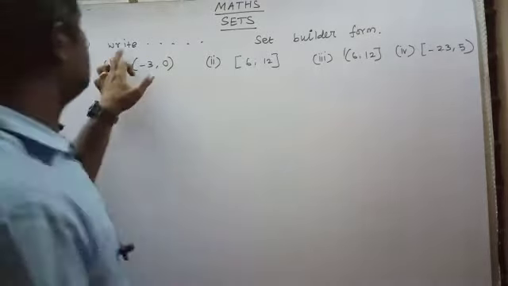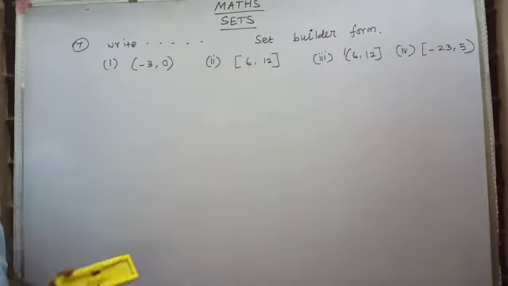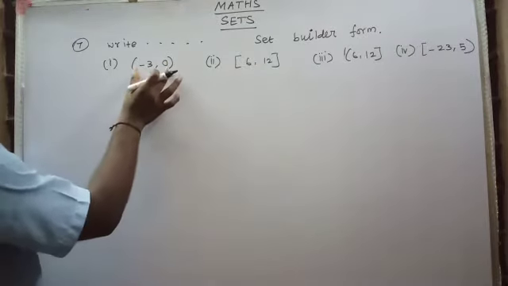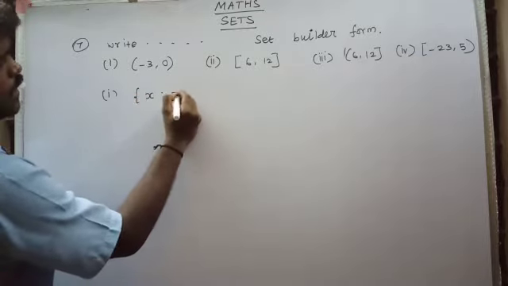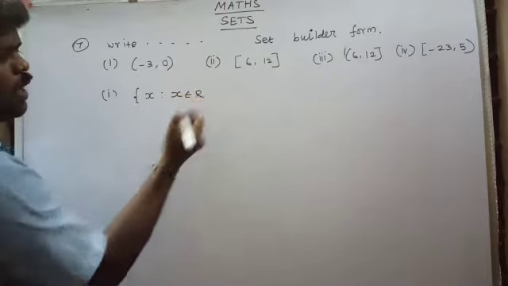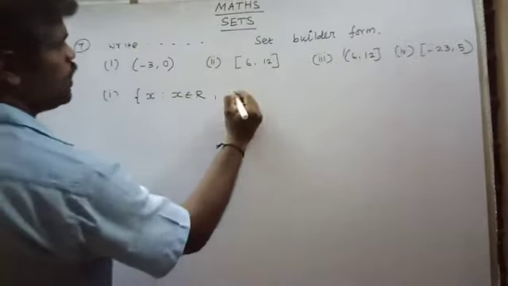Write the following in set builder form. This is Roman letter 1. Here both sides are open interval. That's why we have to write the set builder form: x such that x belongs to R, comma, minus 3 less than x less than 0, because both sides are open interval. That's why we have to write less than only.